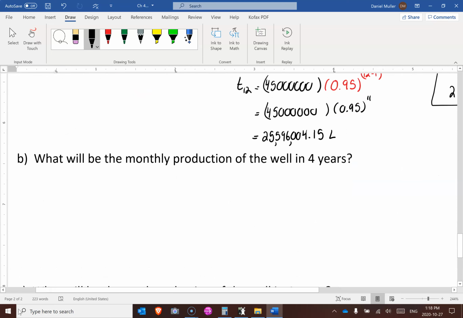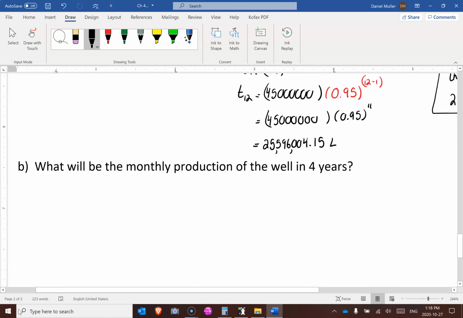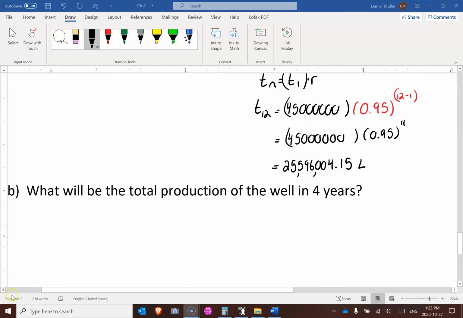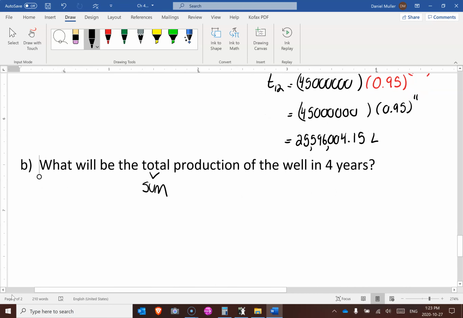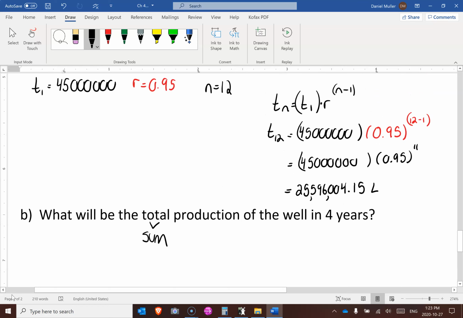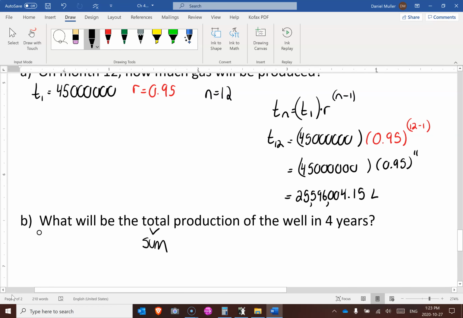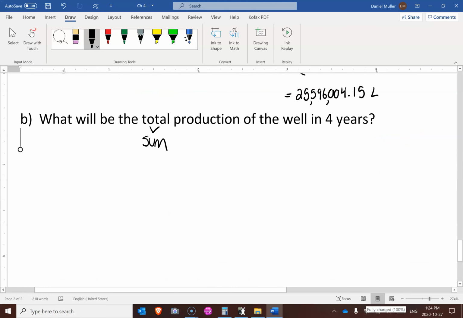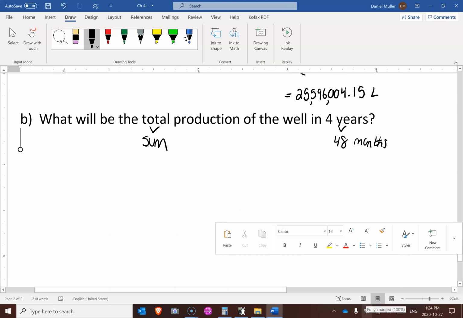So what will be the monthly production of the well in 4 years? Okay, let's just change it here. So what will be the total production of the well in 4 years? So the total, that's going to be sum. So we're going to sum up all of the production over 4 years. It's probably going to break the calculator. It's just so much. I mean, the first one was 45 million, and then we're adding up all of the rest. But 4 years, note that this is in months, so this will have to be 48 months. So just keep that in mind, because we're doing things by monthly production, right?